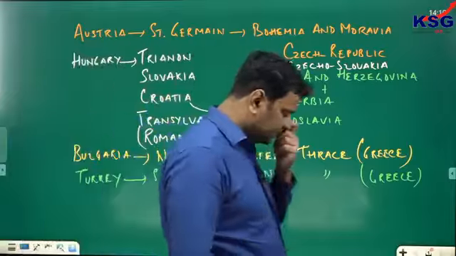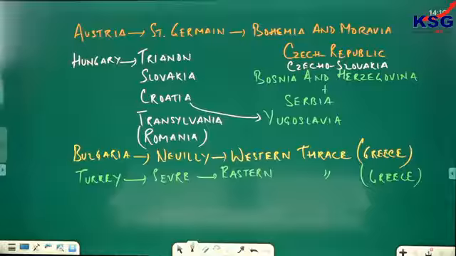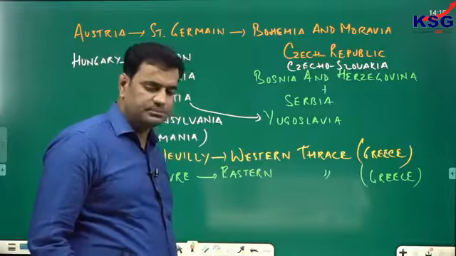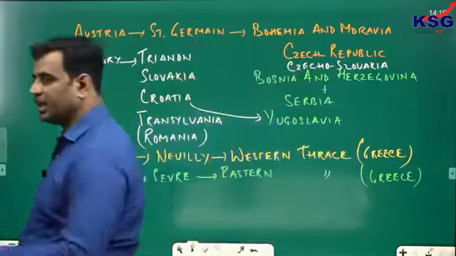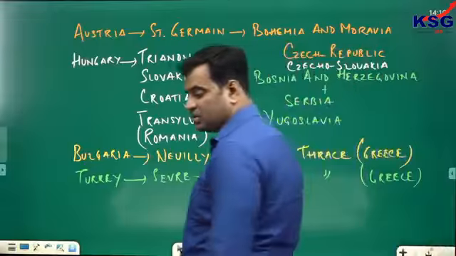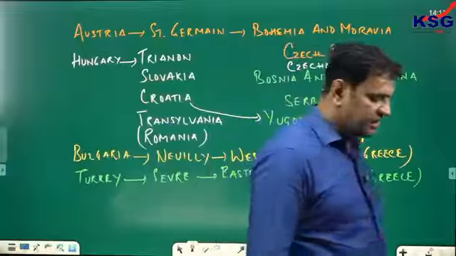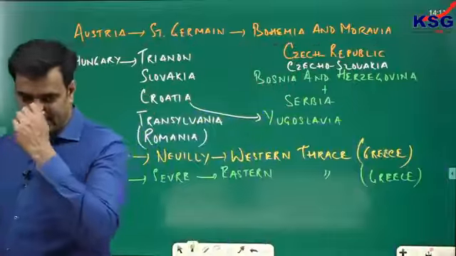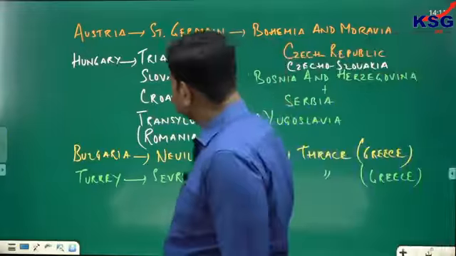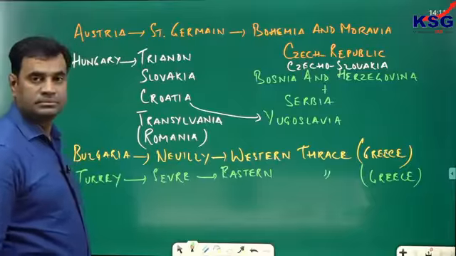Besides, Austria was forced to surrender the regions of Bosnia and Herzegovina, which were integrated with Serbia, to create a new country of Yugoslavia.